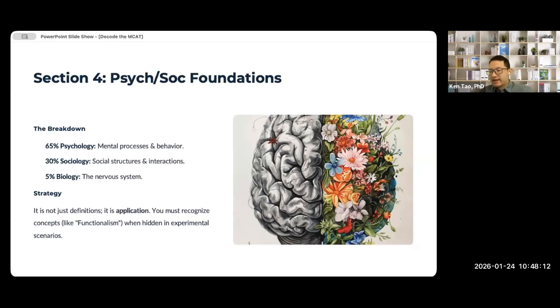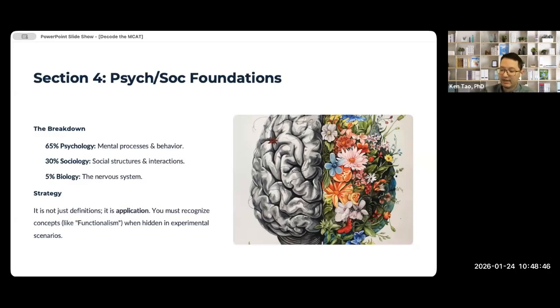So the best recommendation that I have for students when they're preparing for the psych-soc section is essentially to think about examples. For every single concept, for every single term, make sure you have a concrete example in your brain of what that term is and how that term works. So, if you're thinking about operant conditioning, make sure you can think of an example of positive reinforcement, negative reinforcement, positive punishment, negative punishment. Also think about the reinforcement schedules.